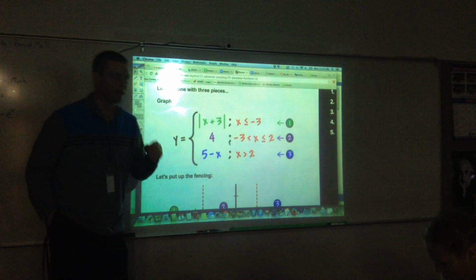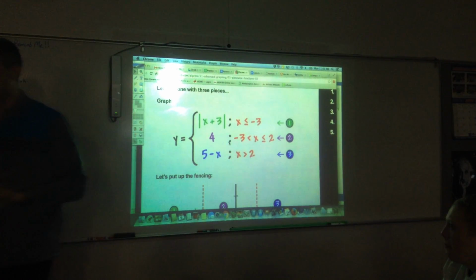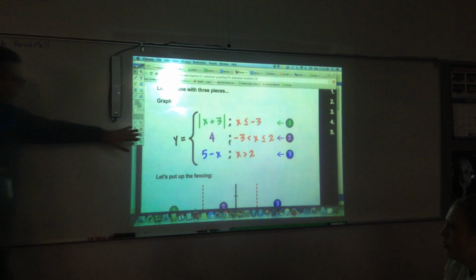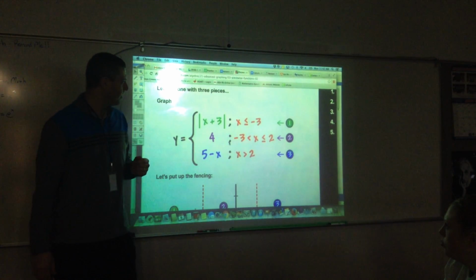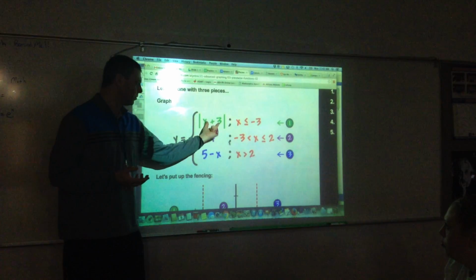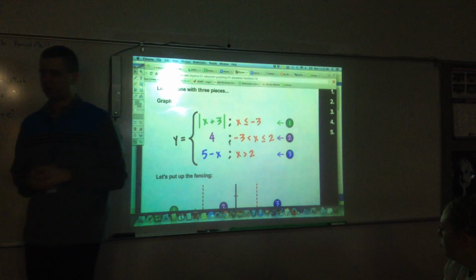I just want you to be comfortable with what piecewise functions are, what they look like, and how to graph them in a sense. So here's what this is saying. This is saying y equals the absolute value of x plus 3, but it only equals the absolute value of x plus 3 for x values that are less than or equal to negative 3.